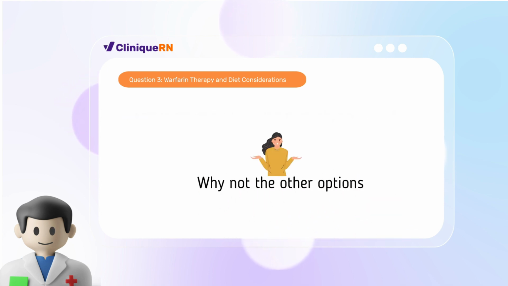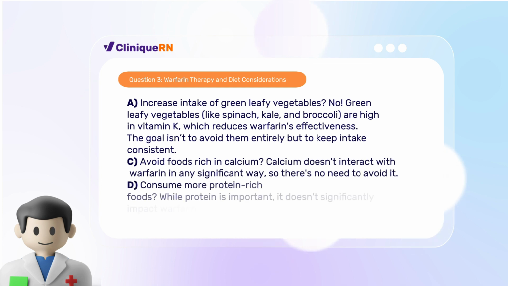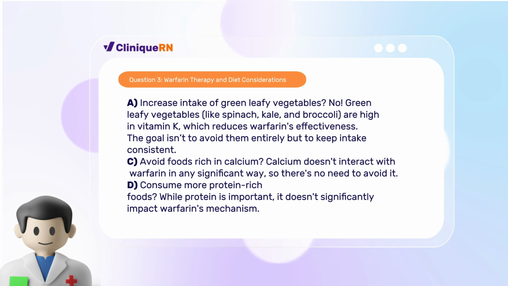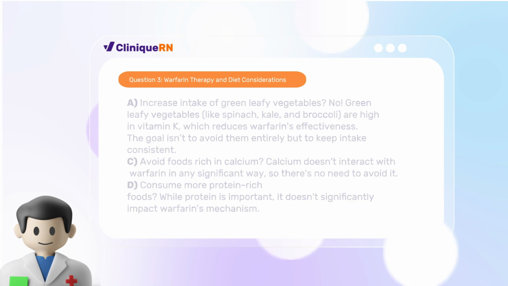Why not the other options? A. Increase intake of green leafy vegetables. No. Green leafy vegetables like spinach, kale, and broccoli are high in vitamin K, which reduces warfarin's effectiveness. The goal isn't to avoid them entirely, but to keep intake consistent. C. Avoid foods rich in calcium. Calcium doesn't interact with warfarin in any significant way, so there's no need to avoid it. D. Consume more protein-rich foods. While protein is important, it doesn't significantly impact warfarin's mechanism.